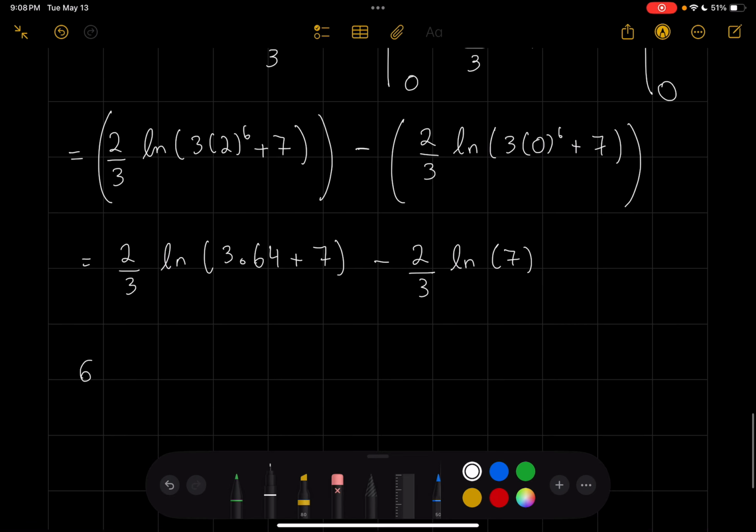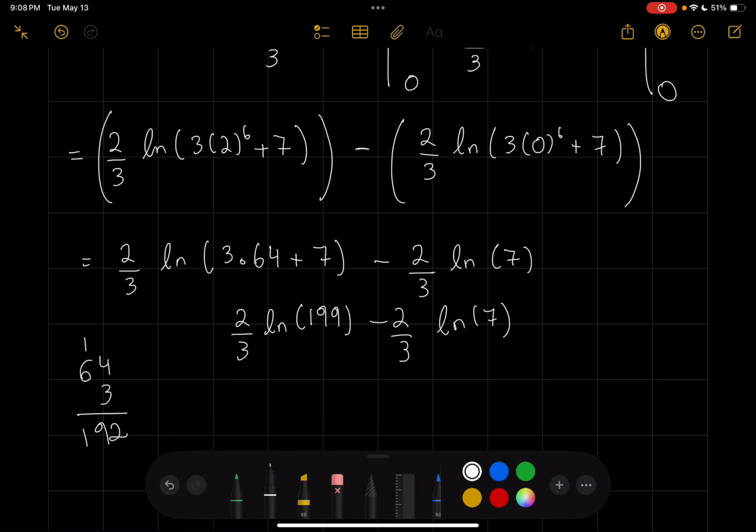So 64 times 3 is 192, plus 7, it's going to be 199. So 2 over 3 ln 199 minus 2 over 3 ln 7. And then you can get the rest.